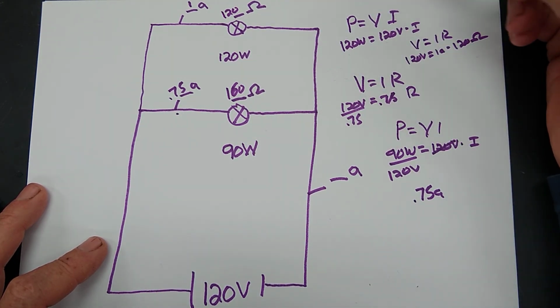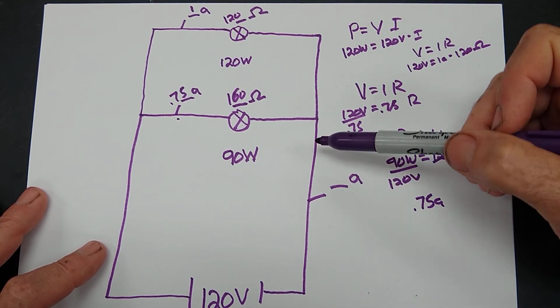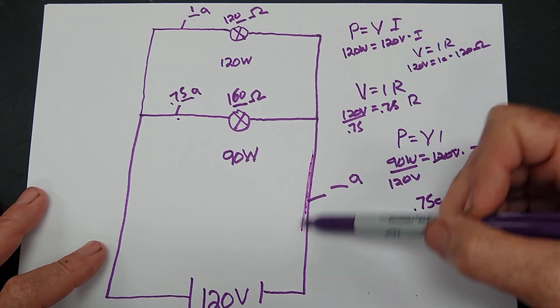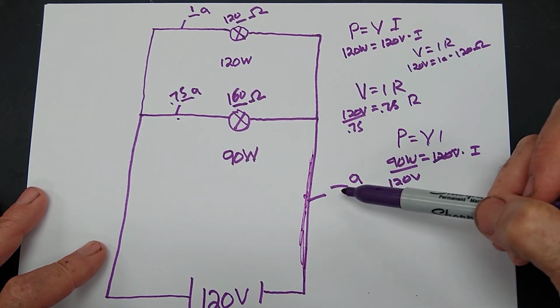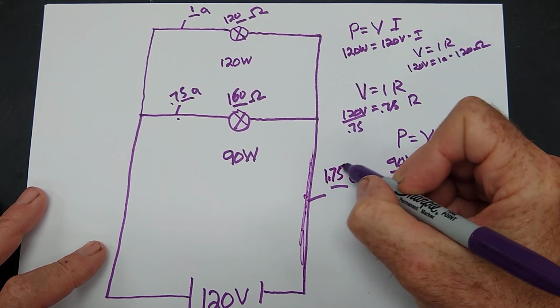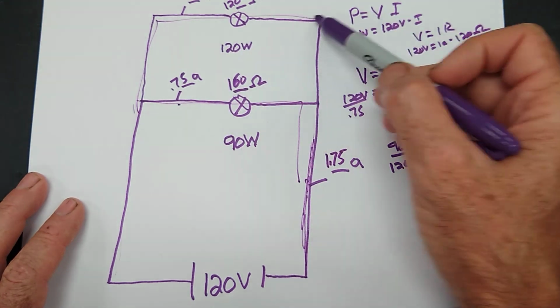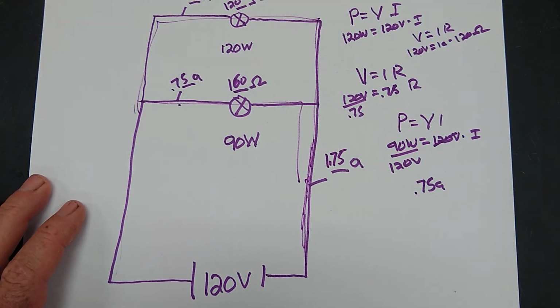And very, very simply, last question, what is the current moving through the wire at this point on the parallel circuit? Yep, 1.75 amps, because this current's going through there and that current's going through there. Hope you got it.